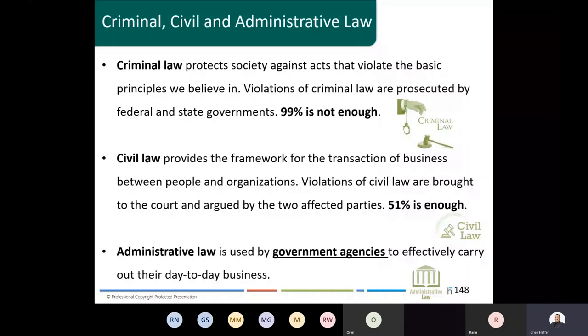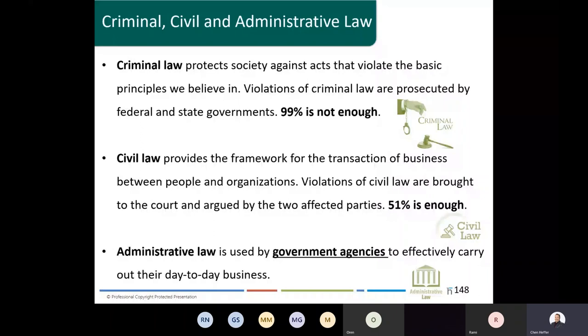And then we have in the CISSP the administrative laws, and this is important to remember. The administrative laws are used in the US for government agencies, to effectively carry out their day-to-day business. So it's not any law for any individual. It's the laws for the government on how to operate, on what we expect them to do. Most of the CISSP focus will be around civil law, but you also need to be familiar with criminal law and understand the administrative laws for the government as well.